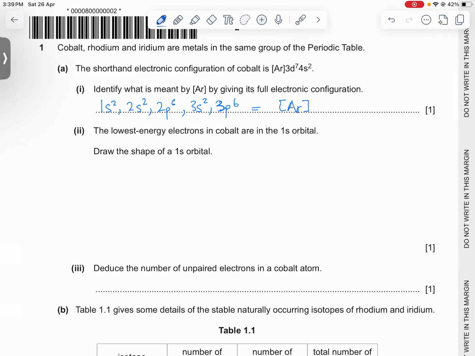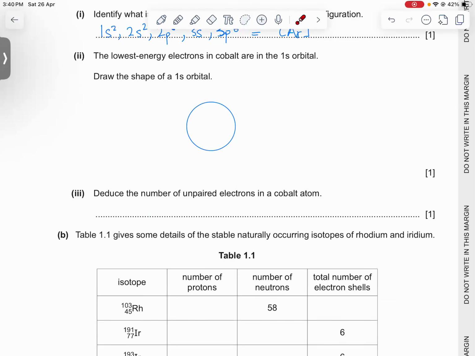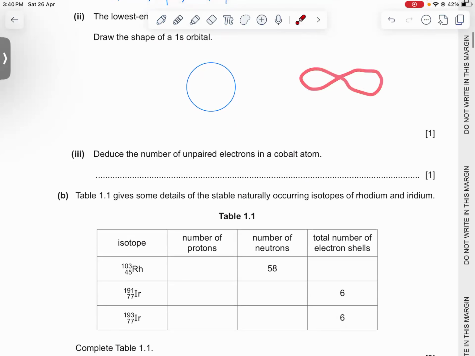Okay. Next question. The lowest energy electrons in cobalt are in the 1s orbital. Draw the shape of a 1s orbital. So all you have to do is draw the shape of an s orbital, because all the s subshells are spherical and all the p subshells are dumbbell shaped or bilobed, as we say. It doesn't matter if you draw 1s, 2s, 3s, any s is spherical and p is always dumbbell shaped. There is no third shape that you need to remember.